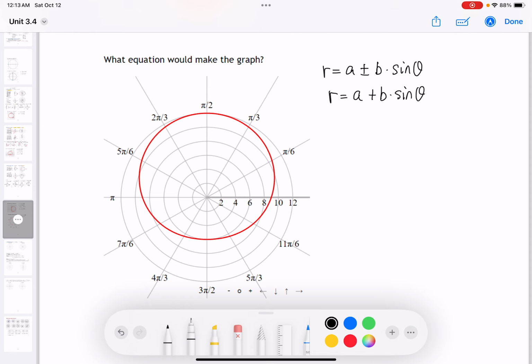Yes, and what is A? A is equal to the point here. A is equal to 9. And what is B? So B, A plus B is equal to the value here. So this point, 12. So we can say A plus B is equal to 12. So B is equal to 3.